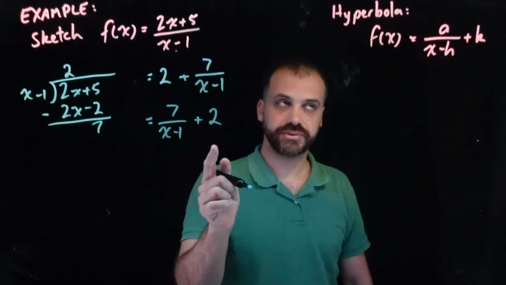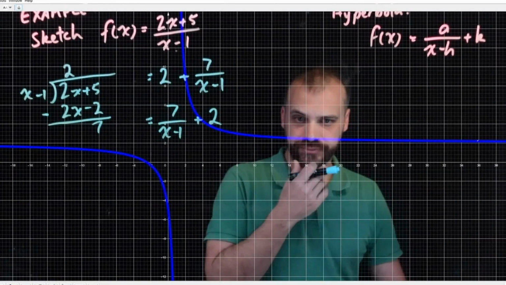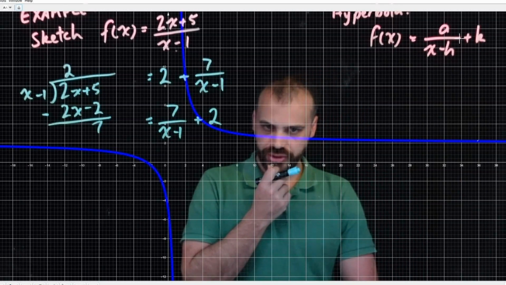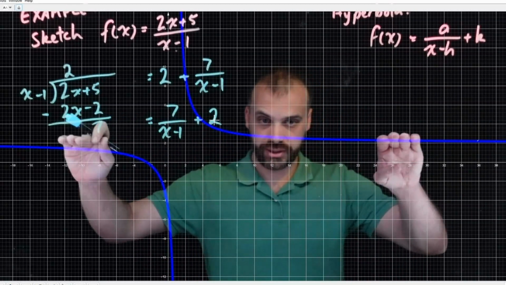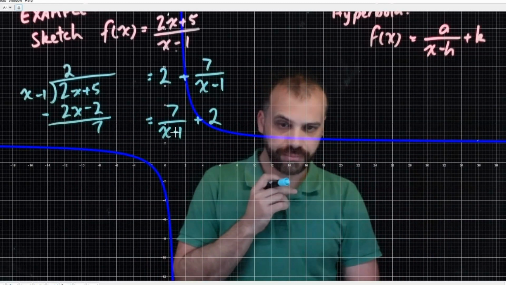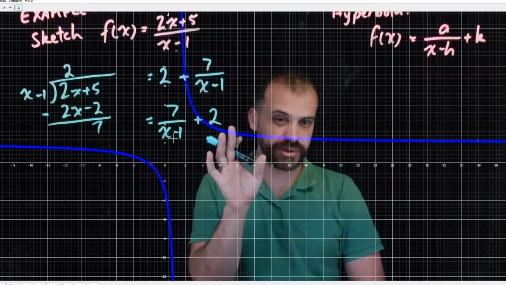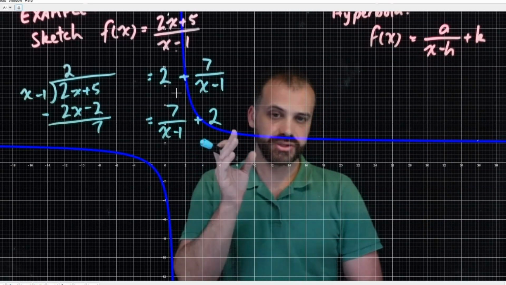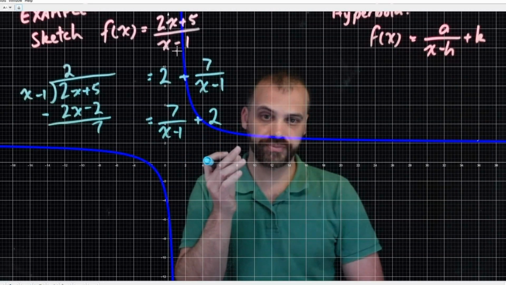that's a hyperbola. That's a hyperbola. So let's see if that matches with the picture that we had. Okay, so the 2 tells us the asymptote here, and that matches up. That's the number 2 right there. And the minus 1 tells us where our asymptote is. But remember, you have to reverse that. So the asymptote's not negative 1, the asymptote's positive 1.